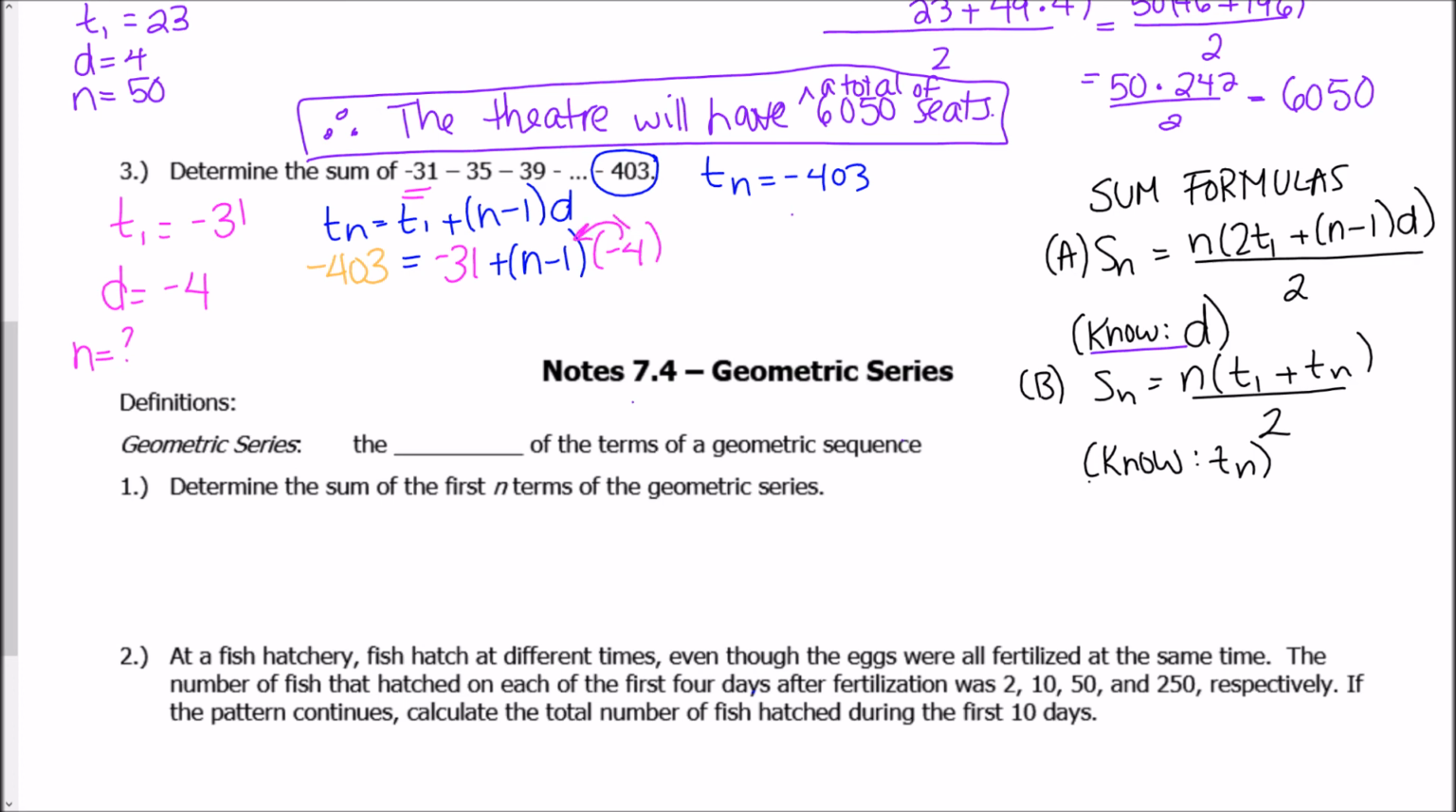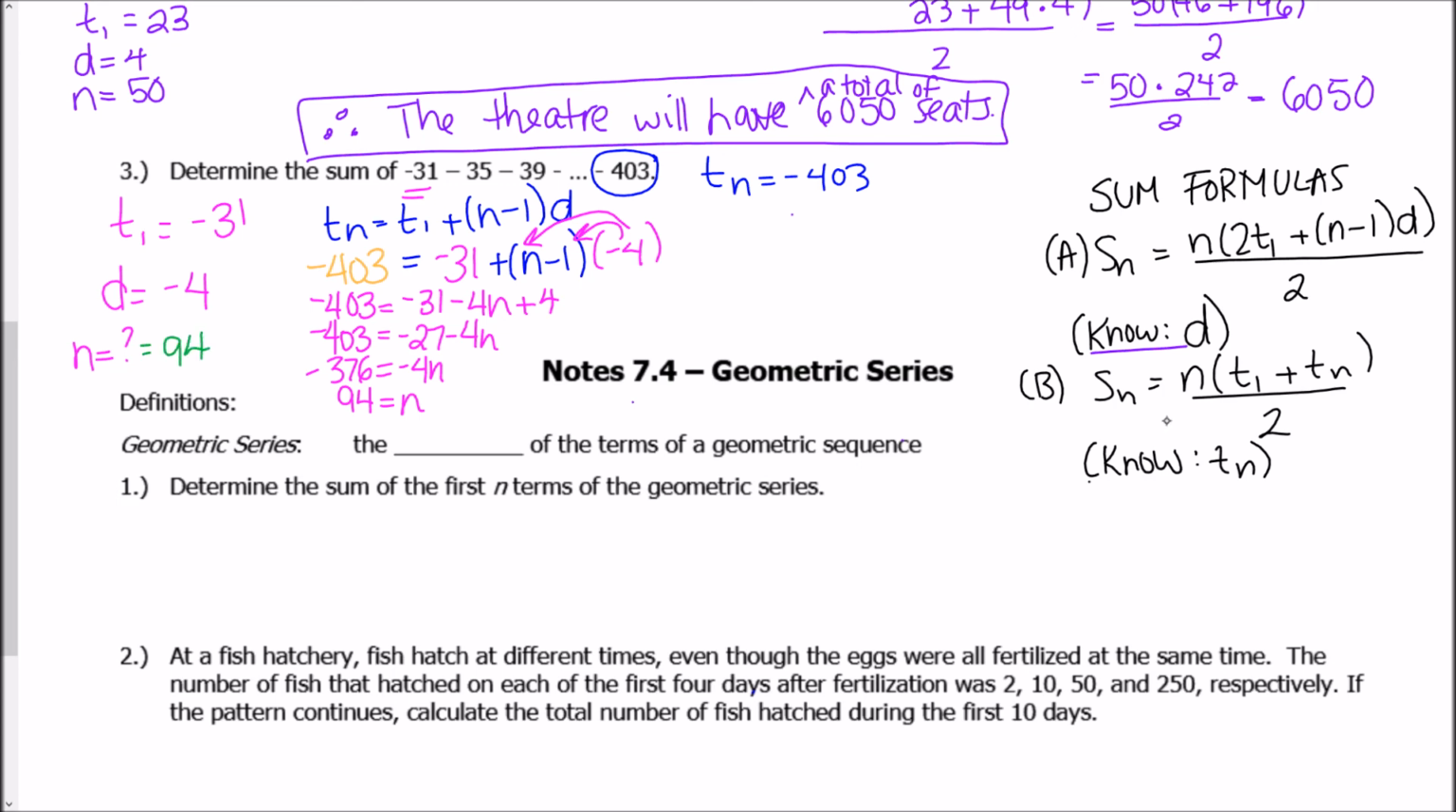So I'm going to distribute the negative 4 through, so I get negative 403 equals negative 31. Negative 4 times n is negative 4n. Negative 4 times negative 1 is positive 4. So we get negative 403 is equal to negative 27 minus 4n. Now, to solve for n, we add 27 to both sides. So I get negative 376 equals negative 4n. Divide both sides by negative 4, and we get n equals 94. So we know that there are 94 terms.